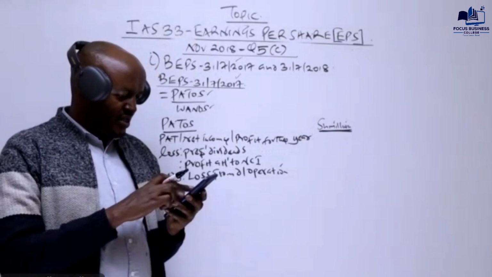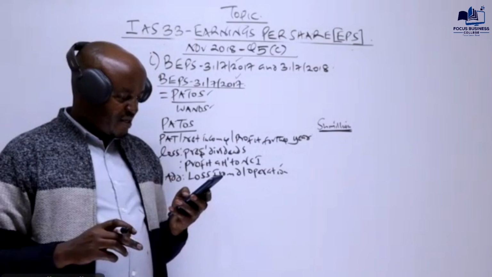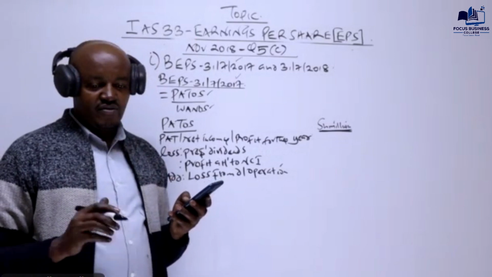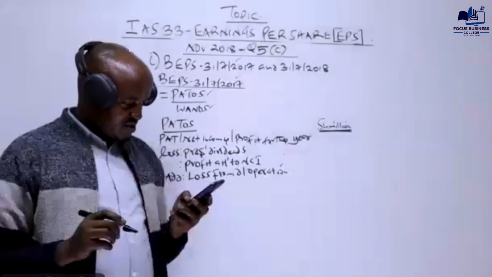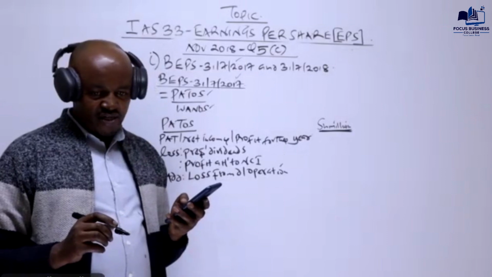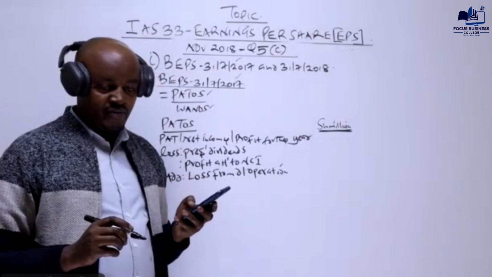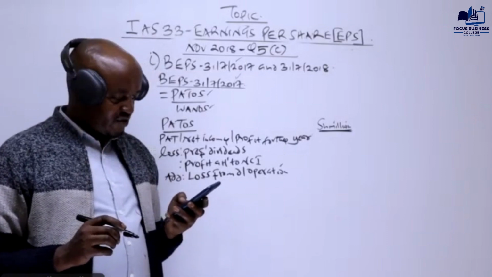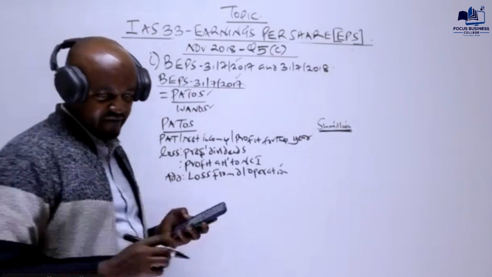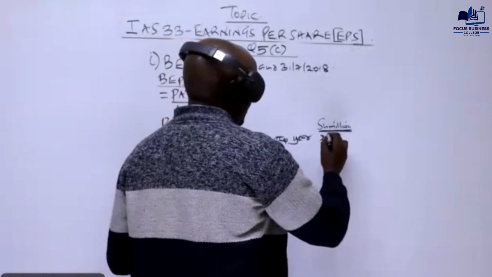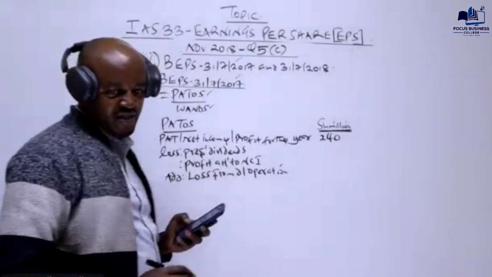We go to the income statement extract for 2017. Can you give me the profit after tax for 2017? Who can see that? Below paragraph 2, profit after tax. Profit after tax is 240 million. I hope you can see that, 240.